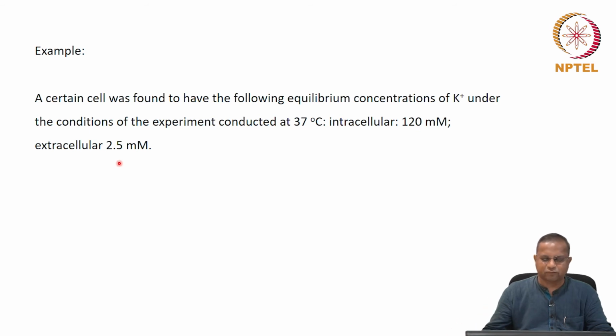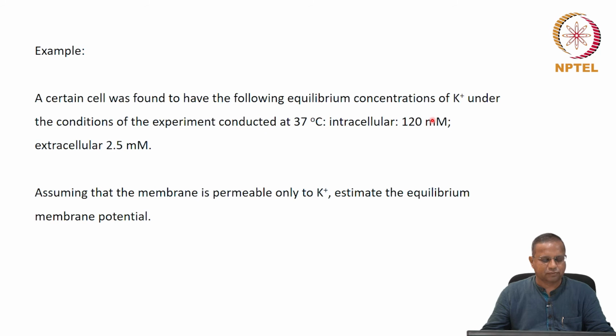There will be variations, of course, but around this you have an idea that in the absence of any other data, you could assume these. Assuming that the membrane is permeable only to potassium, estimate the equilibrium membrane potential. Okay. This is the problem. Pause the video for a few minutes and think about the problem, and then we'll take a look at the solution. Pause, please.